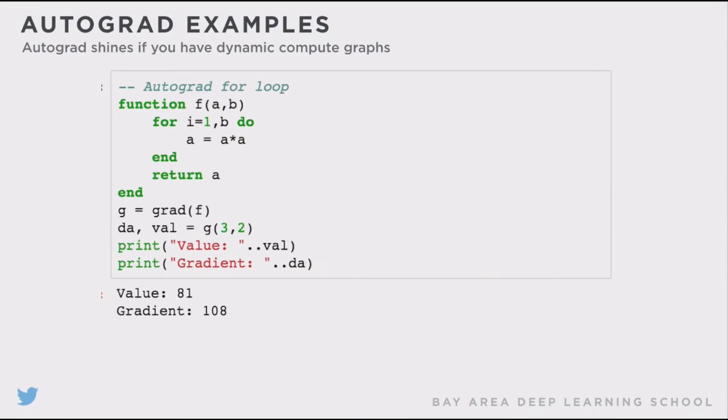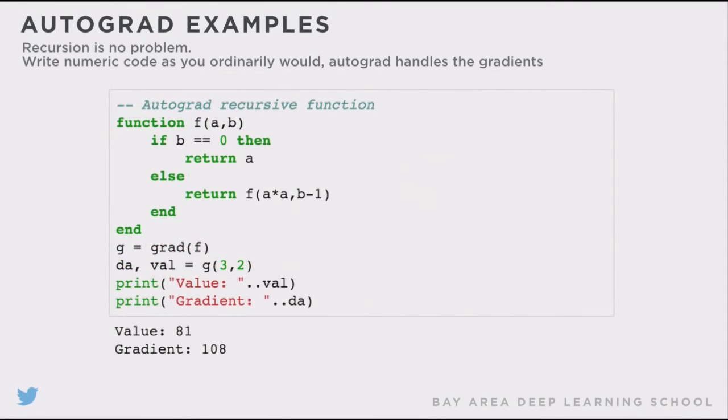You can turn any for loop into a recursive function. This is kind of wacky. I mean, I don't know how you'd actually use this in practice, but you can cook up a lot of crazy things you might try with Autograd, and they just work. So here, we have a function f. If b is at some stopping condition, we'll return a. Otherwise, we'll call f. And we're going to differentiate this.